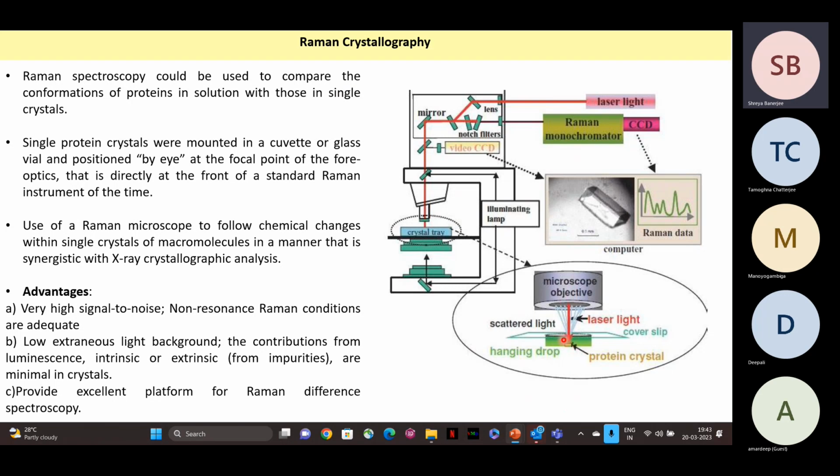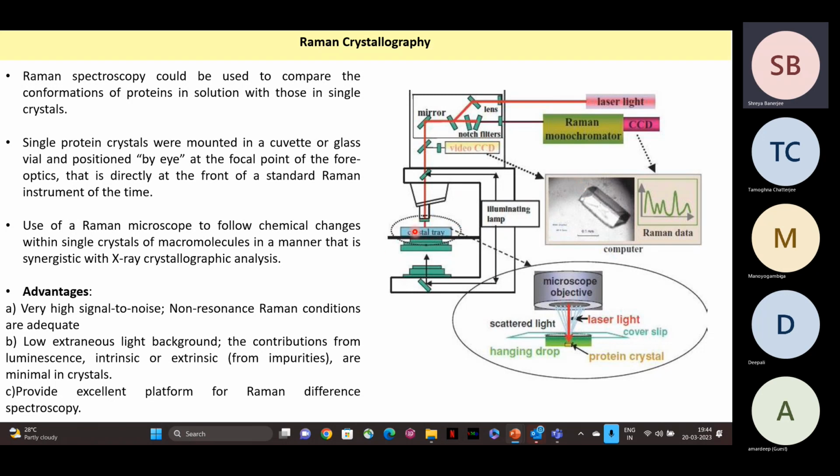So if we want to study what is happening in the crystal, then Raman spectroscopy can be used to focus the Raman laser light on that crystal. Suppose we are co-crystallizing a protein molecule, suppose an enzyme and its inhibitor. We want to find out what is the mechanism by which the inhibitor is inhibiting the enzyme. One way of doing this is co-crystallizing the inhibitor and enzyme.